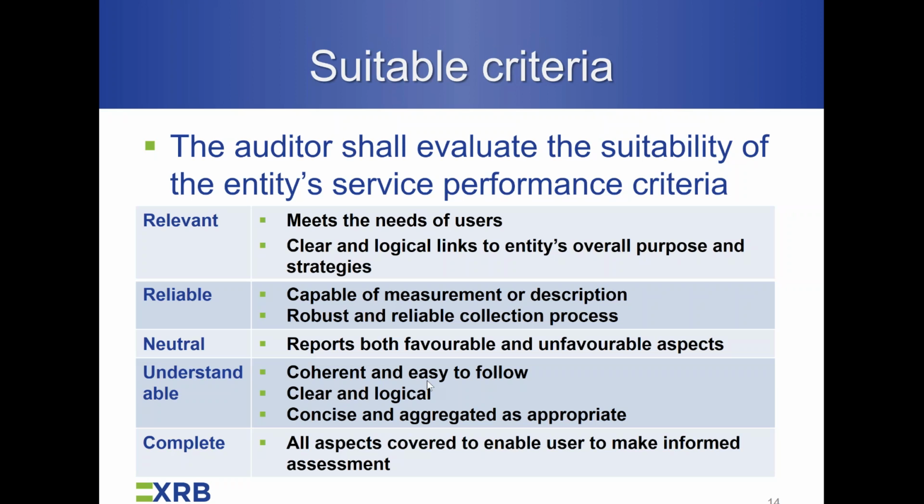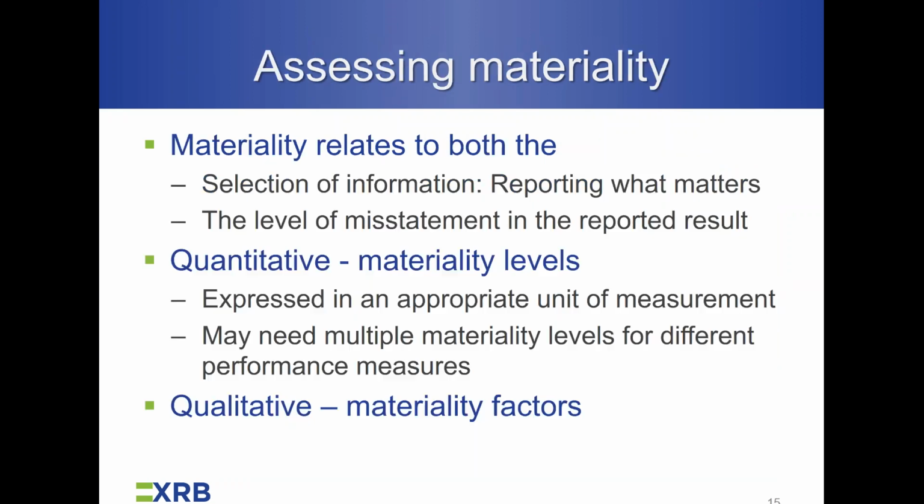So the next challenge that we've addressed in the exposure draft is on materiality. In terms of assessing materiality, materiality in this aspect relates to two factors. Number one is in the selection of information. And again, this comes back down to the two-step process. Is the entity reporting the matters that really matter? Is the entity reporting the material performance information? And the second part of materiality is then, in the information that's reported, the level of misstatement in each reported result. And there's different factors that come into play when looking at service performance information as compared to financial information.